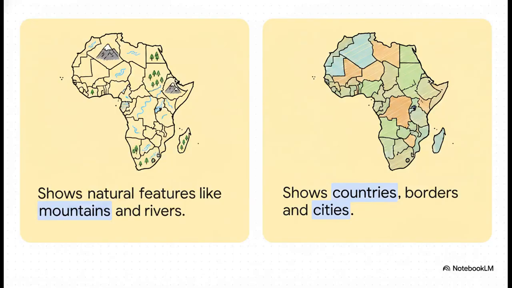And this beautifully highlights the contrast between the natural Earth and these invisible human borders. On one hand, you have physical maps. These show the natural features of the Earth's surface: the mountains, flowing rivers, lakes, and deserts. On the other hand, political maps strip away all that topography to just show us countries, borders, and cities. Both maps look at the exact same piece of land, but they tell two completely different stories about it.